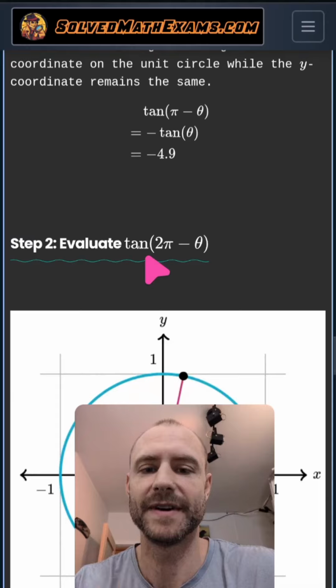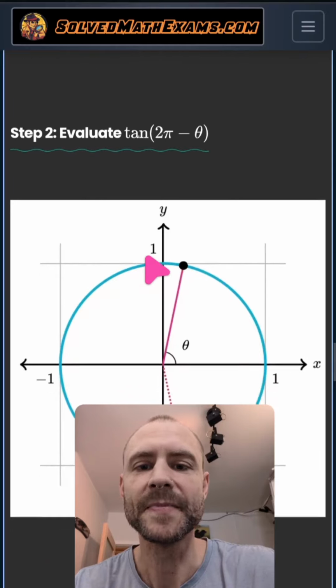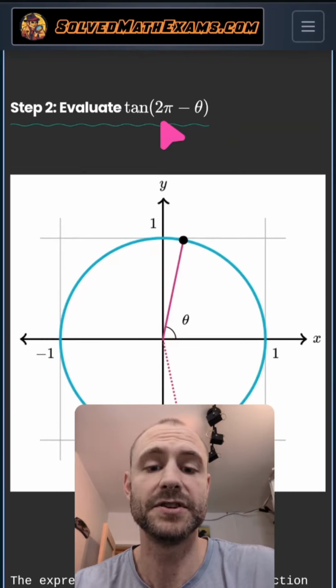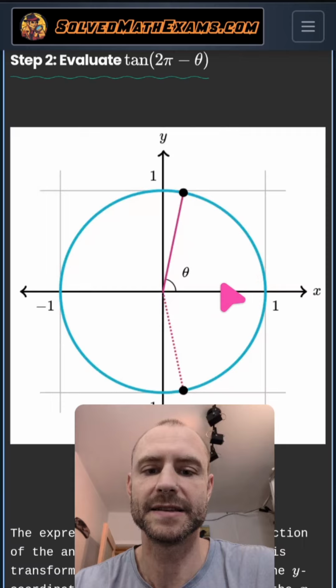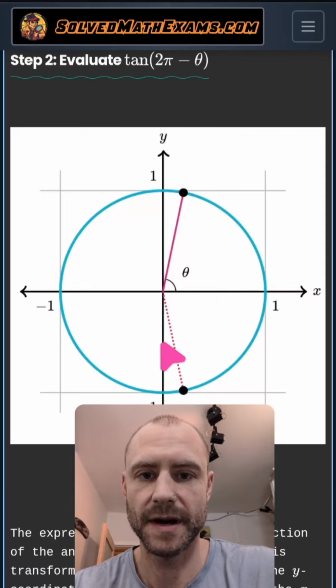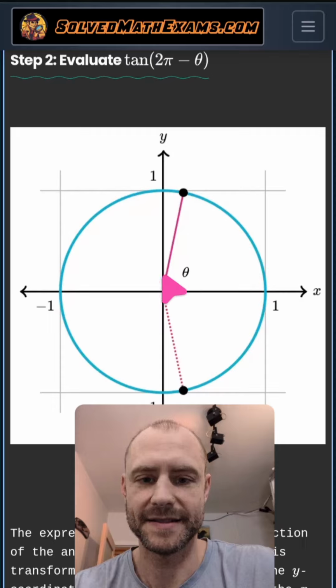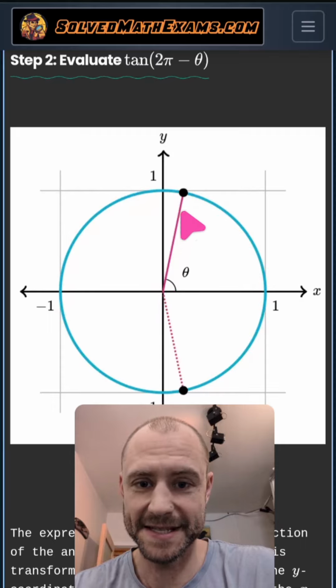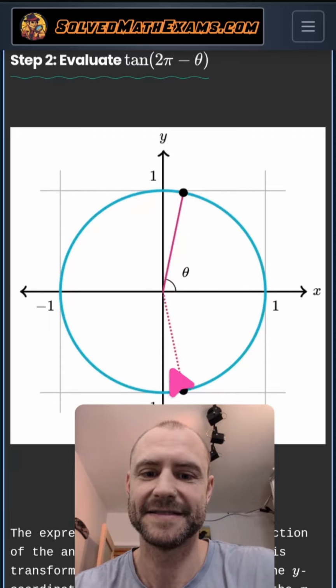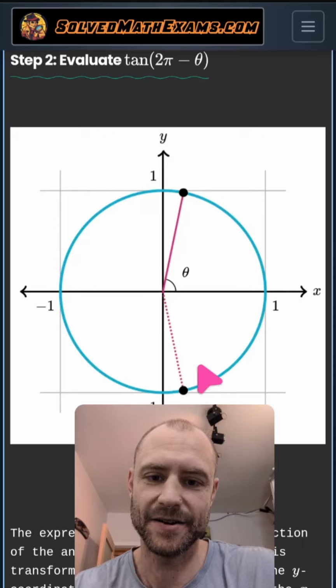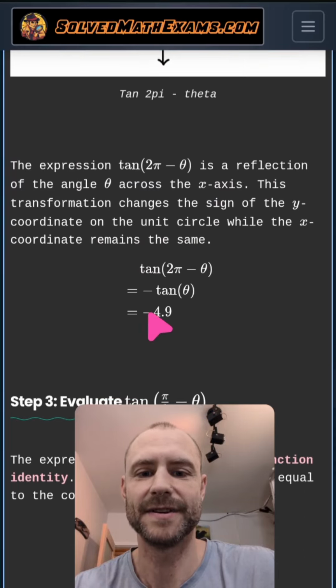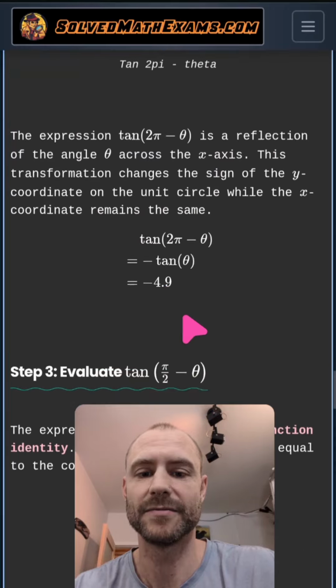I want to go through the fun stuff, which is visualizing things. So now if we evaluate tangent of 2 pi minus theta, well, 2 pi is all the way around. So we start here, we go 2 pi all the way around, and then minus theta gives us this one. Well, this one here is the same steepness. Again, it's just negative, right? It goes down and then over. So that's why this one is the same answer, actually, negative 4.9.